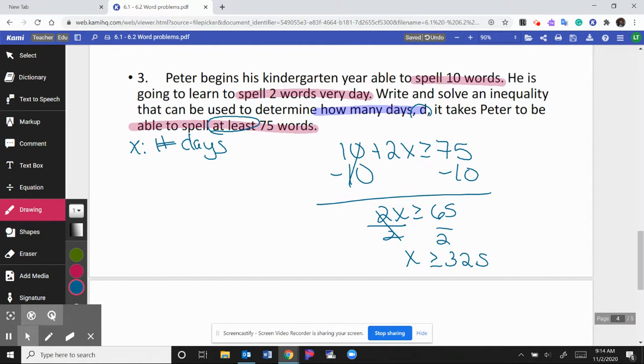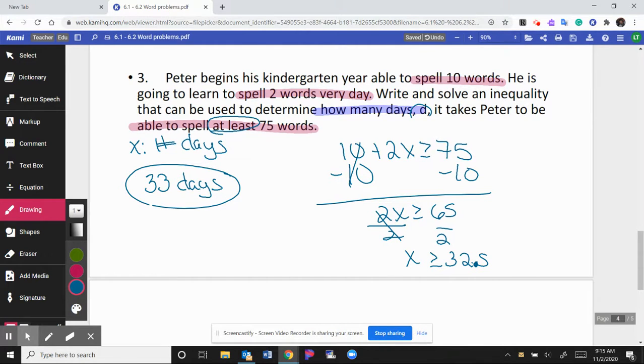All right, so going through and solving, we get an answer of x is greater than or equal to 32.5. So again, we need to think about number of days. I'm not going to say, oh, I'll get it in 32.5 days. We need to think about what that actually means. Since this is a greater than symbol, our answer here is 33 days. I'm not going to get it in 32 days. I'm going to get it in 33 days. So that is our actual answer.